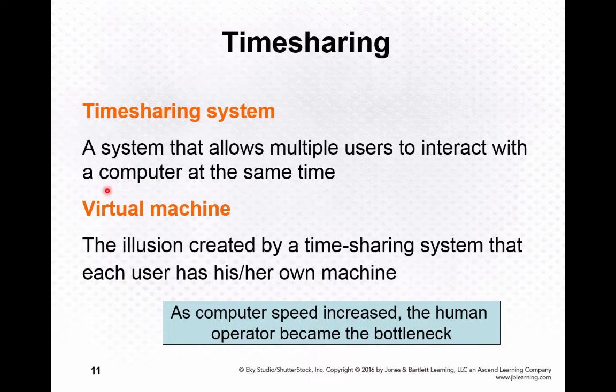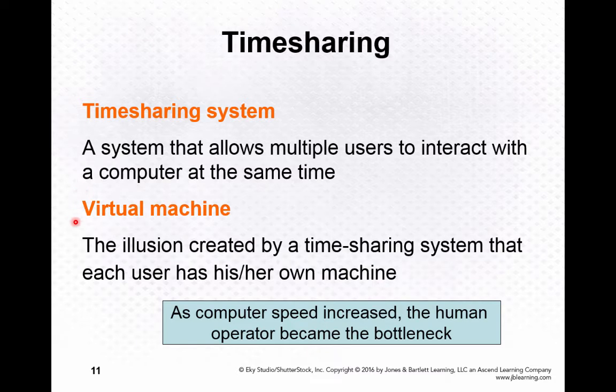Except if too many people use it at once, it might slow down. So that's a time sharing system, where the idea is that every user interacts with the operating system through a process, and that process shares the CPU just like any other process. And hopefully the slices of CPU time you get are short enough that it feels responsive to you. So the illusion created by these, that every person has their own machine, is kind of the virtual machine illusion.